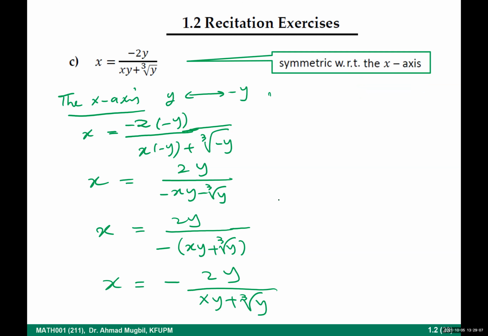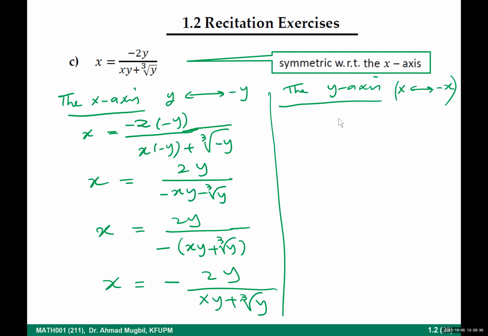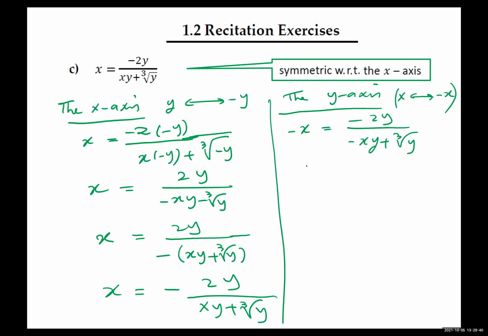And this is the answer. Now let's see about the y-axis. Why is it not symmetric about the y-axis? This is the last part. Replace x by negative x, it will be negative x equals negative 2y over negative x multiplied by y, negative xy plus cubic root of y. Now let's multiply both sides by negative 1. What will you have? x equals what?